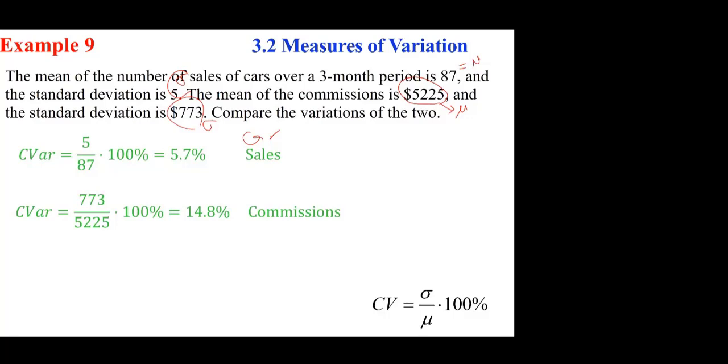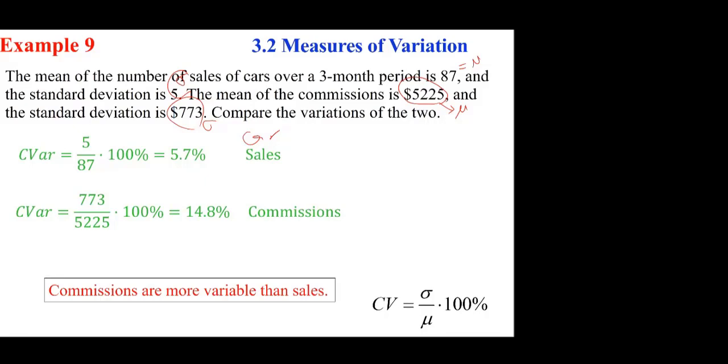And again, it is extremely important that you write it as a percentage. If you wrote it as 14.8 or 5.7, that is wrong. Even if you left it as a fraction, I'm okay with that, but understand they want it in percentage. If you left it as 14.8, it is wrong. That's extremely important to understand. So with that being the case, when you compare, the second one is larger and the second one has more variation. So commissions are more variable than sales, of course.